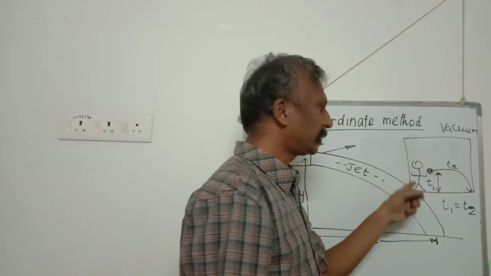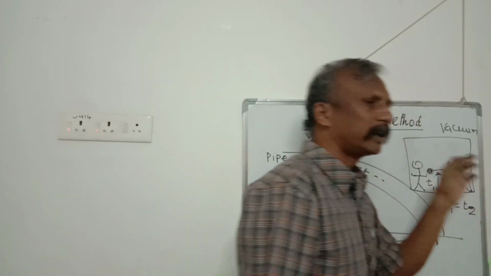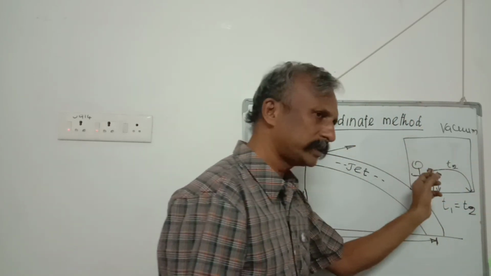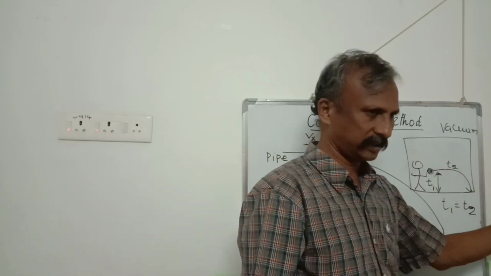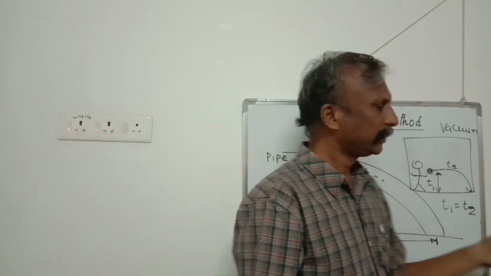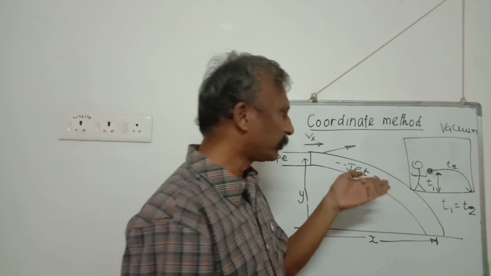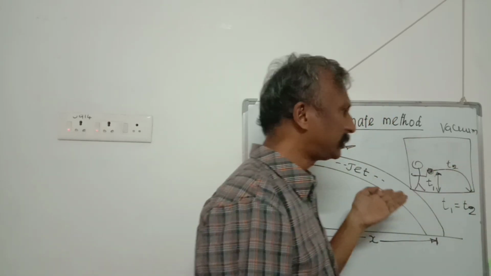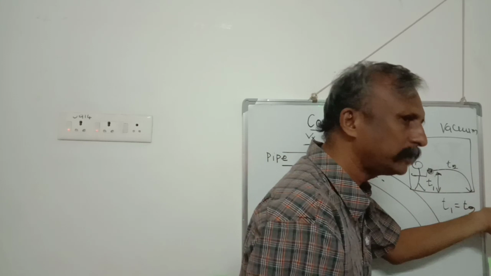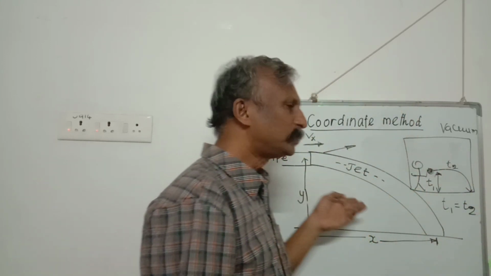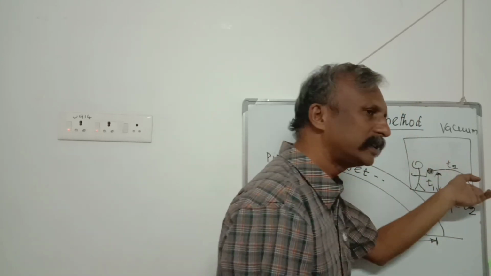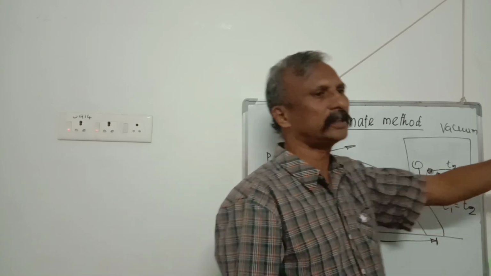Now you take this case. As soon as the body is given a force, it is given a velocity in the horizontal direction. While it is in flight, while it is moving along the projectile path, there is no other horizontal force acting on the body.